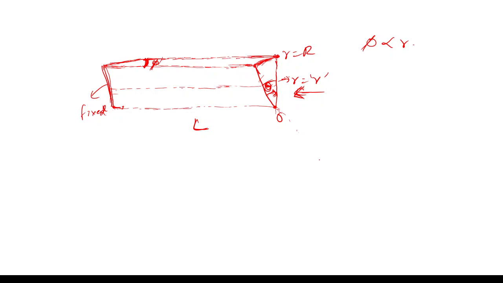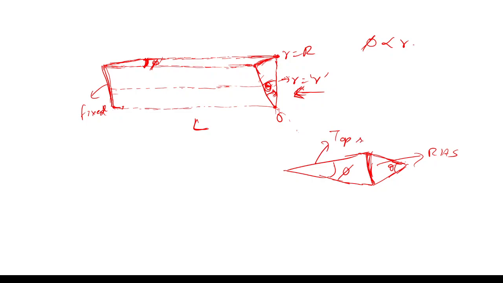For example, when you are viewing from the top, it will be something like this, and this angle I'm saying as phi. It is the shear strain, and this will be something like this. And when you are viewing it from the right side, it will look something like this, and this angle is theta. Yeah, now you can imagine, right? This is the right side, and this is the top side.